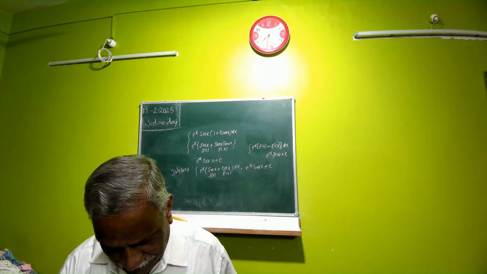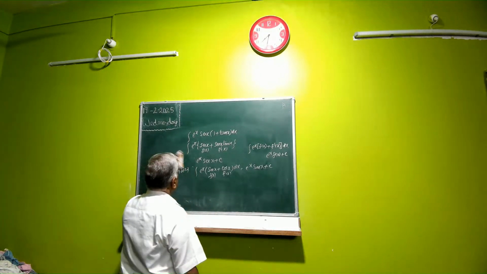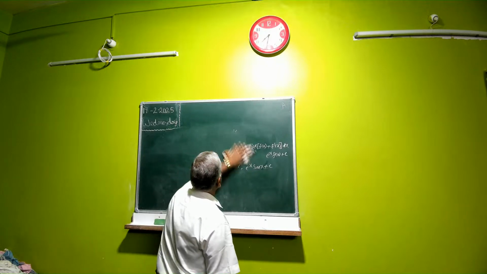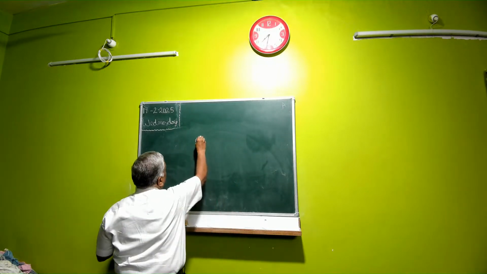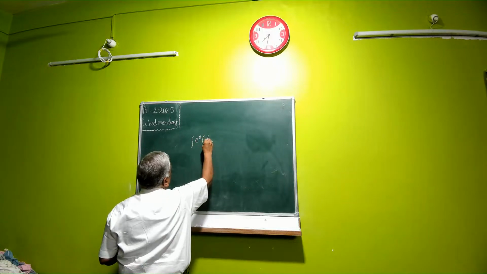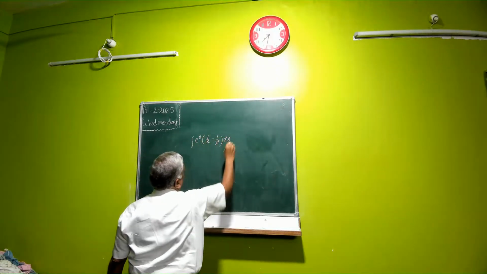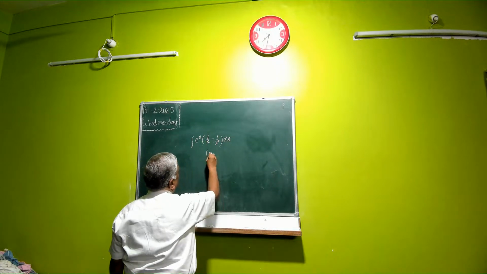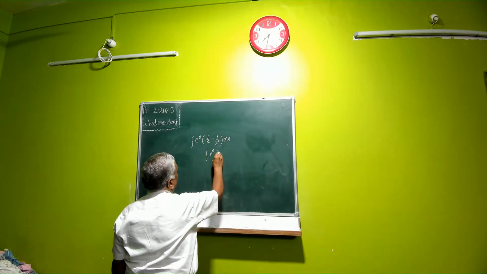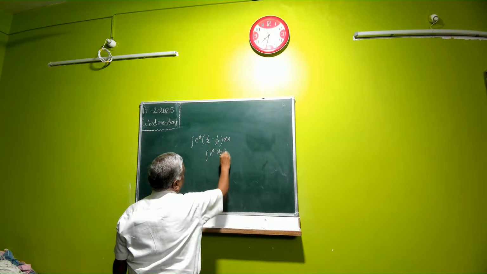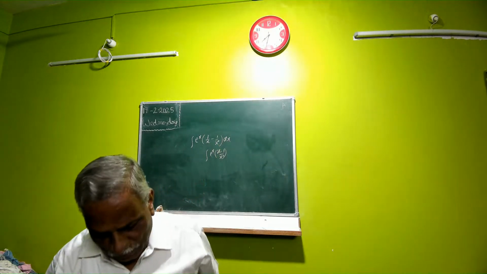Then model paper 1. In model paper 1, the problem is e to the power of x into 1 by x minus 1 by x square. We have already worked the problem, but they have given it in this form. Both are the same. So we already got that, no need of working it.